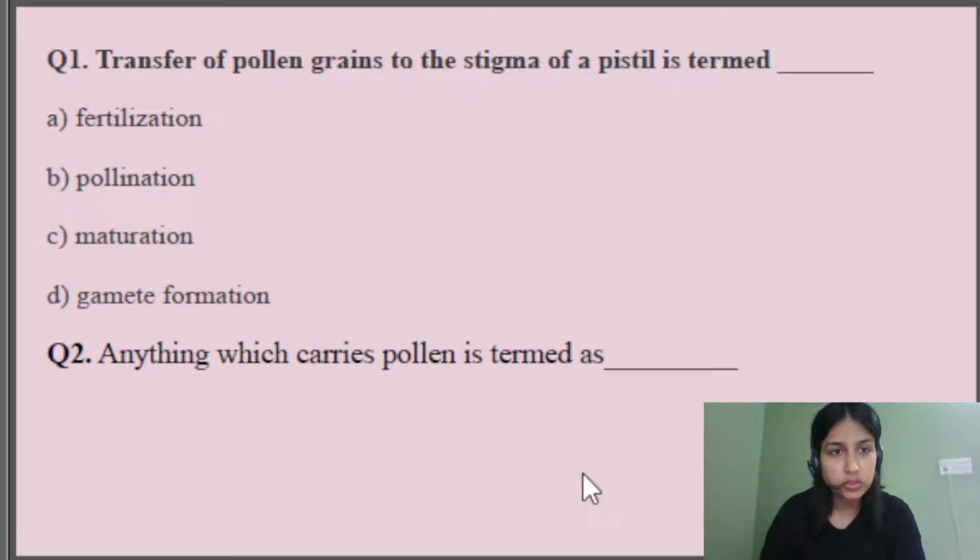Yes, so other questions are also there, that is transfer of pollen grains to the stigma. Transfer of pollen grains to the stigma of a pistil is termed as what? We have just discussed, it should be termed as fertilization, pollination, maturation, or gamete formation. You will be answering in the chat box. And the next question is, anything which carries pollen is termed as dash. These two questions we have just discussed, you will be answering in the chat box.